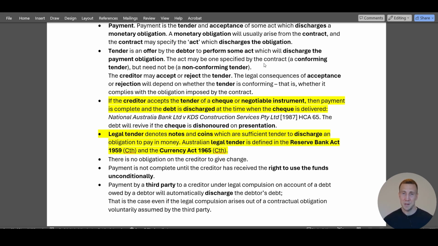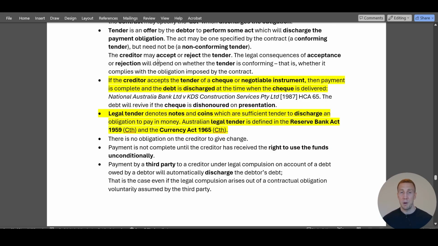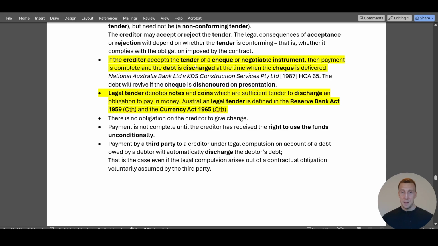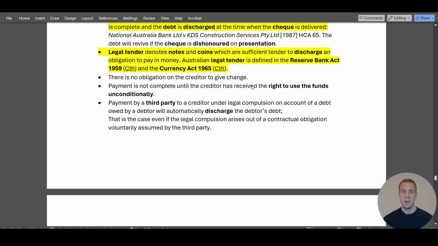Okay, the act may be one specified by the contract, a conforming tender, but need not be, which is a non-conforming tender. The creditor may accept or reject the tender. Okay, the legal consequences of acceptance or rejection will depend on whether the tender is conforming, that is, whether it complies with the obligation imposed by the contract. If the creditor accepts the tender of a cheque or negotiable instrument, then payment is complete and the debt is discharged at the time when the cheque is delivered. In that particular case, the debt will revive if the cheque is dishonoured on presentation.